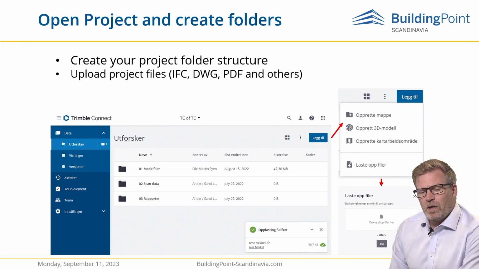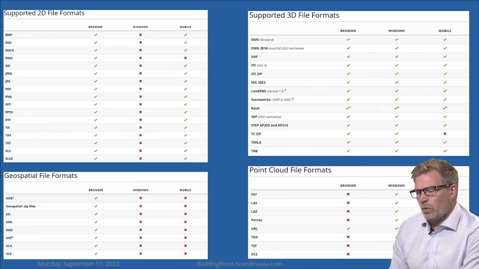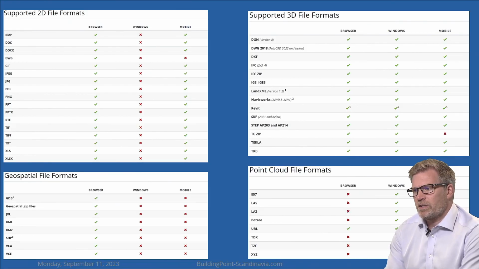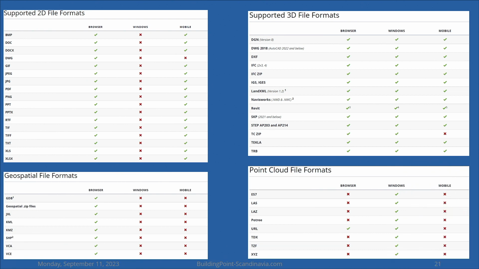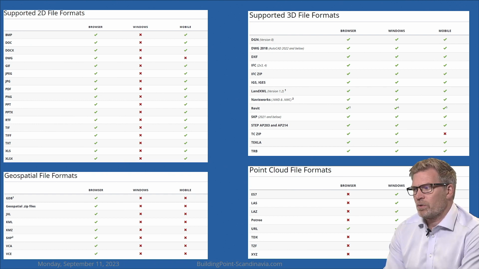And regarding file formats, I'm not going to go into everything, but this is a list, more an overview of the supported 2D file formats, geospatial, 3D files, and point cloud file formats. Some of these can be used in the browser, as you can see. We also have the Windows version of Trimble Connect, so it's a little bit different. This is something you can find if you just Google it. So Trimble Connect and file formats, you can find it.